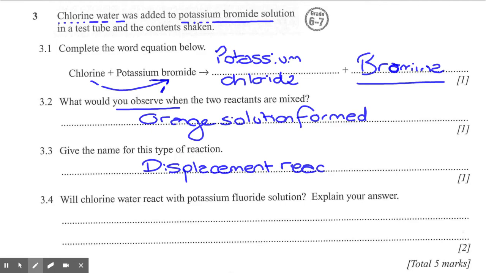And if we then look at the final question, it's asking us, is the chlorine water going to react with potassium fluoride in the same way? Now, the simple answer is no. And the reason this time is we're trying to displace the fluoride from the potassium. And this time, chlorine is not strong enough to kick out fluorine, or the other way around.